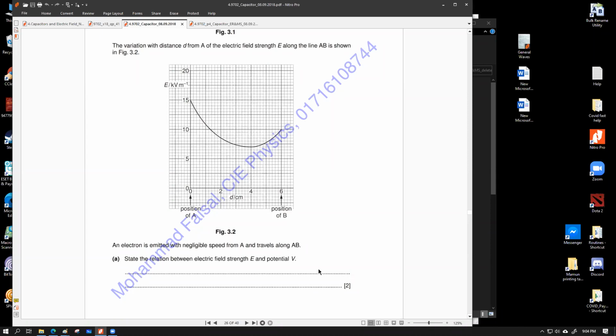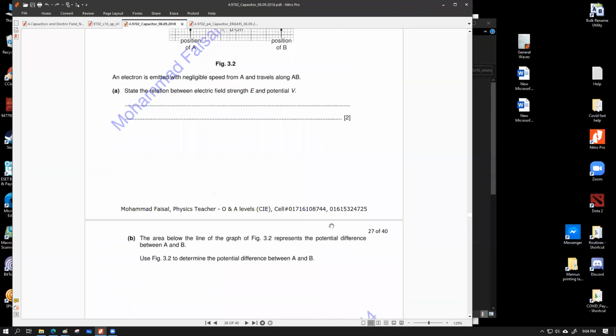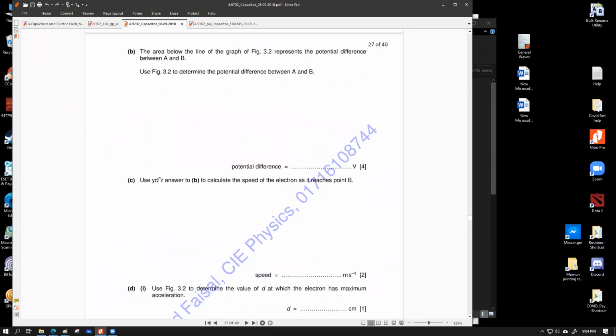That's good. Okay, so here you will have to do some square counting. Then it says use your answer in B to calculate the speed of the electron as it reaches point B. So the total potential difference here is your V. That electron will travel under the effect of a potential difference V. So the energy gain, KE, equals the work done, which equals VQ.